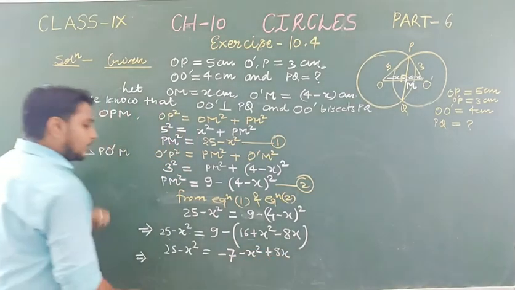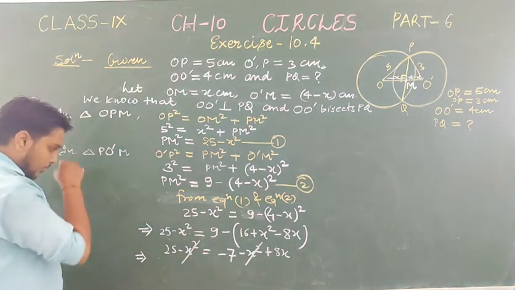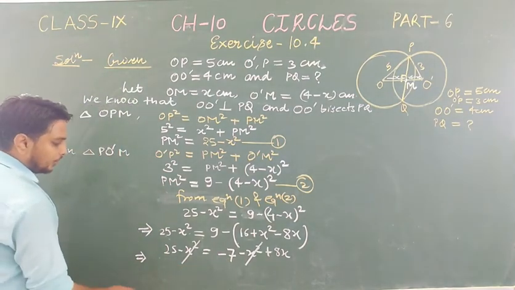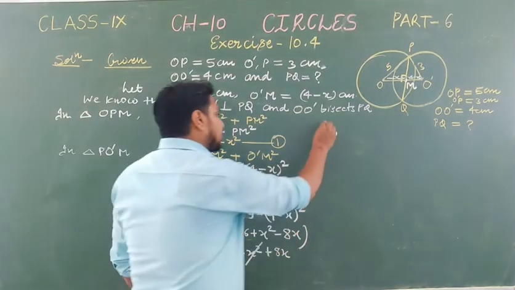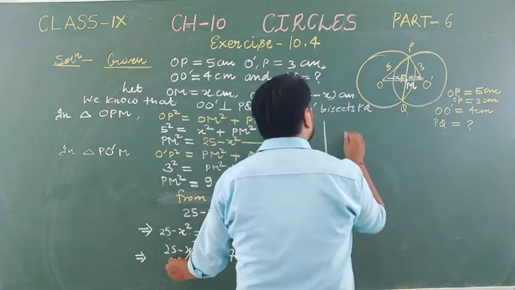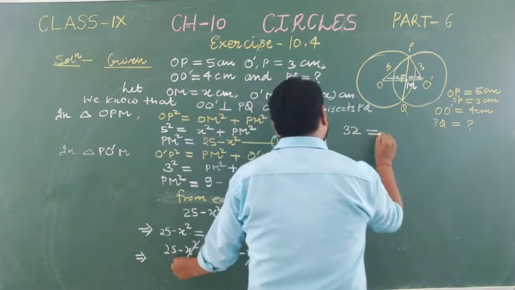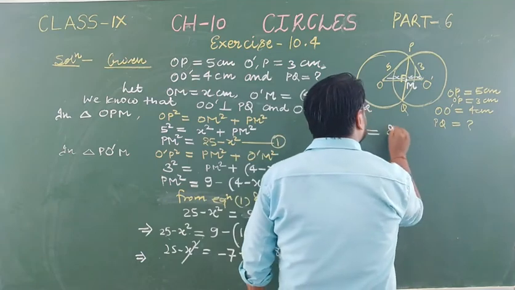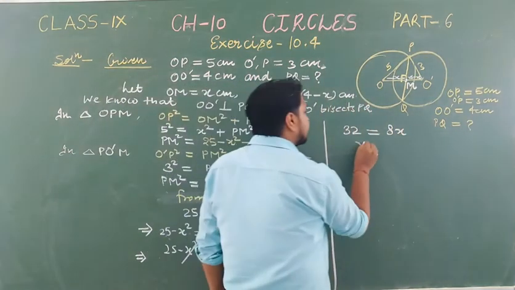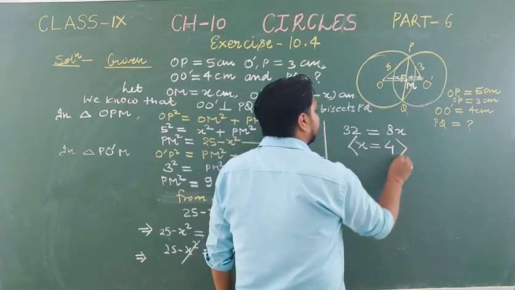Okay. Now you can see that minus x square and minus x square will be cancelled out. So here only minus 7 is left, and when you shift it, it will be plus, so 25 plus 7, it will be 32, and on the left hand side it is 8x. So from here students, you can find the value of x, and that value is x is equal to 4.